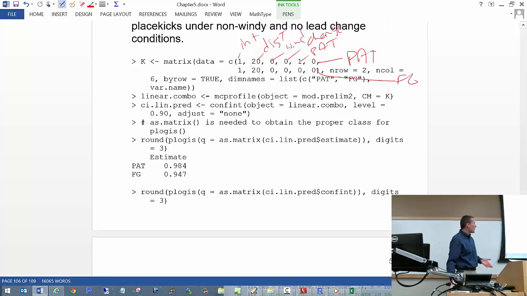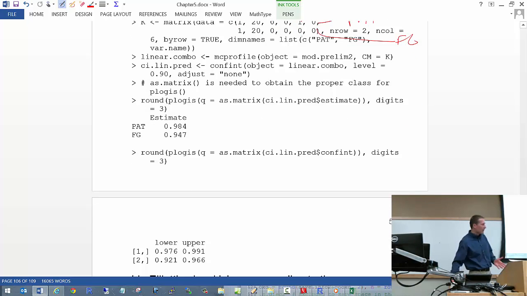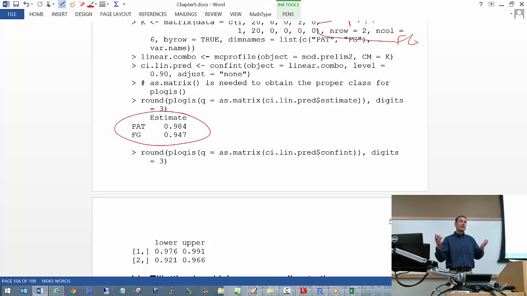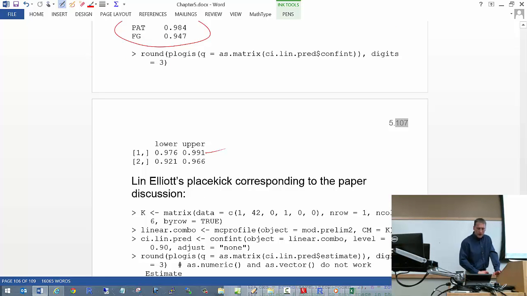And so I use the MC profile in much the same way as before. Here are my estimated probability successes: for PAT 0.984, for field goal 0.947. Same distance, same conditions, these are being kicked at, but different estimated probability successes. And then look at the confidence intervals. 0.976 to 0.991 for PAT, 0.921 to 0.966 for a field goal. Notice the intervals do not overlap.